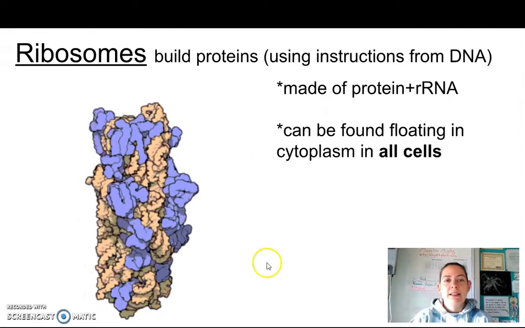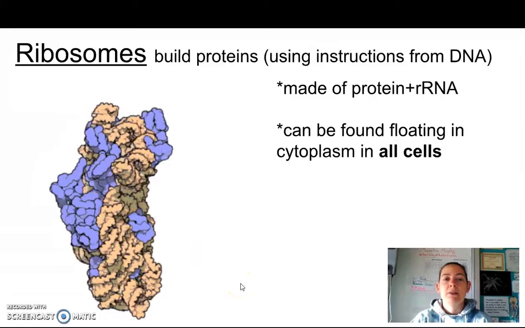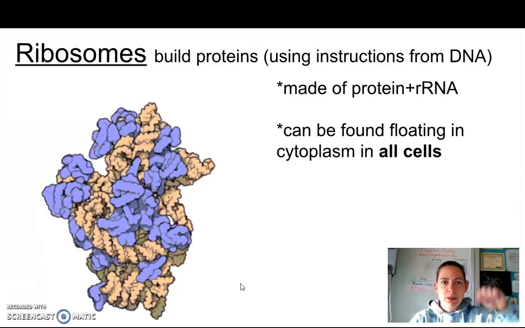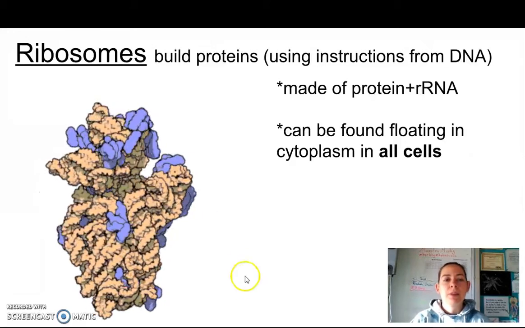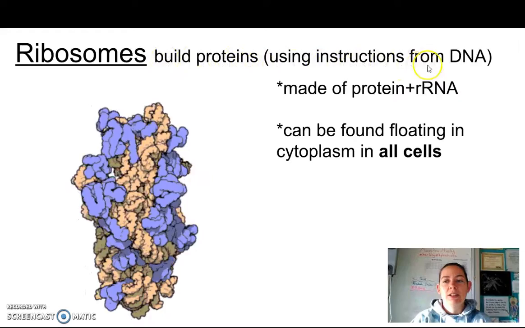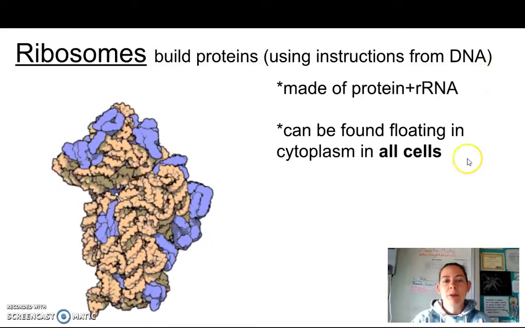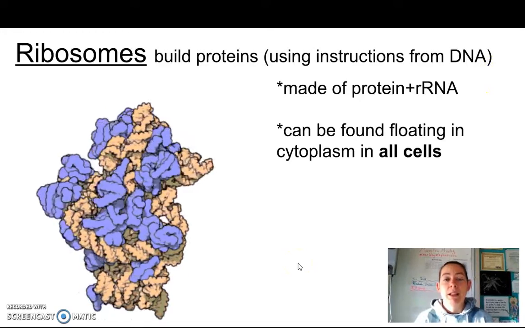Ribosomes, this is the last thing that's in both prokaryotes and eukaryotes that we're going to talk about today. So make sure both of those boxes are checked off so far on the things we've talked about. So these guys build proteins. They use instructions from the DNA to put proteins together. Now remember, a protein is a polymer of amino acids.